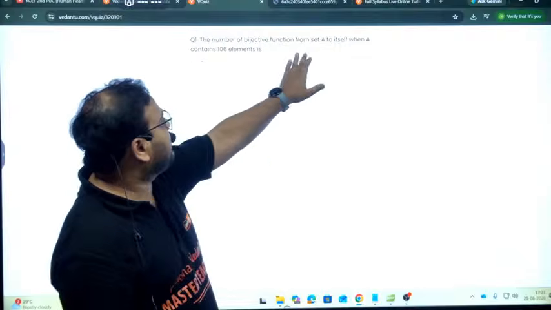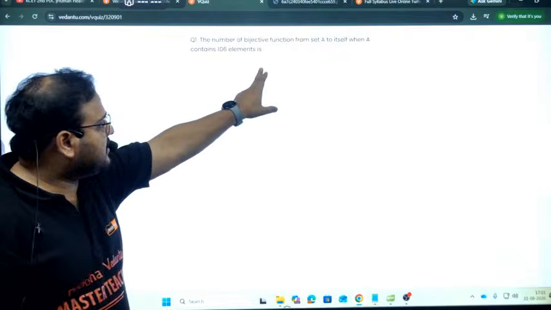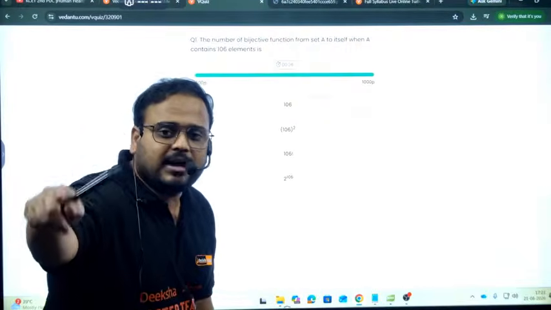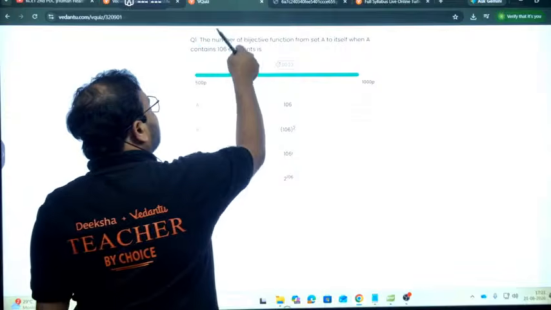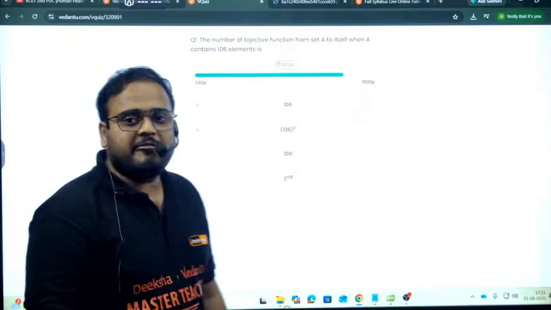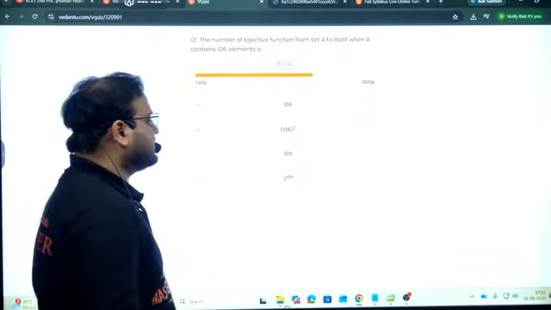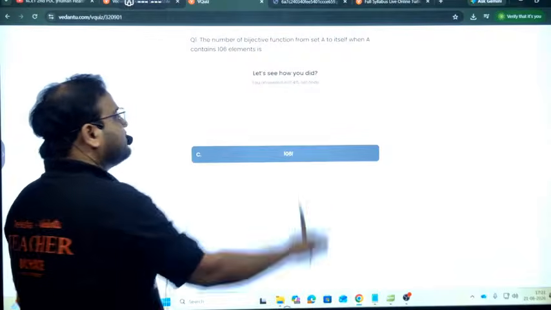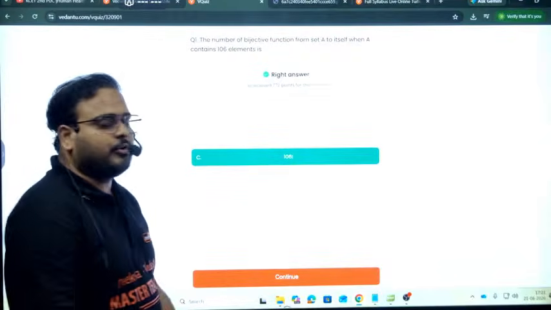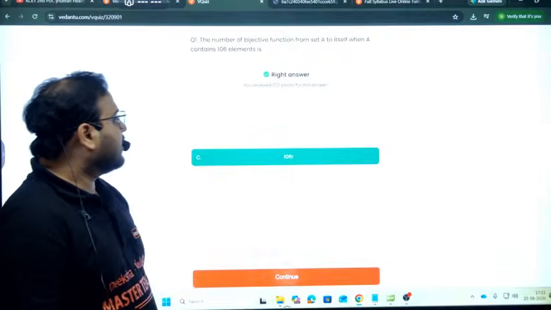The number of bijective functions from set A to itself, they're asking the number of bijections. Anybody remembers? Number of bijections when n is equal to 106. We have 20 seconds. The number of bijections from A to A is 106 factorial, sir. Your answer is correct. The faster you solve, the higher you get the marks.